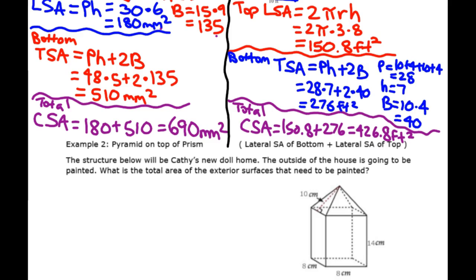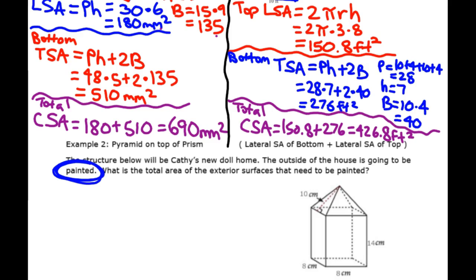Everyone looking up here? It says, the structure below will be Kathy's new doll home. The outside of the house is going to be painted. Okay, everyone, make sure you see that key word. This is the painted problem. Painted. Okay, now imagine you were going to paint a dollhouse. Okay, that's what you're imagining.